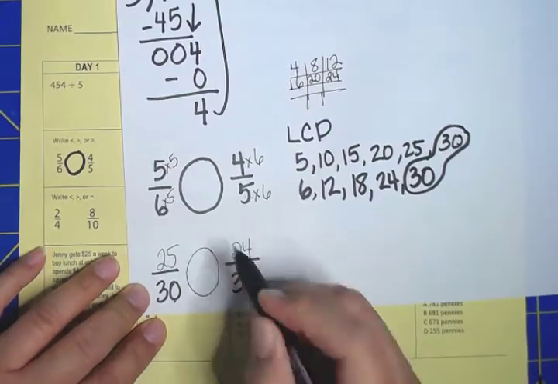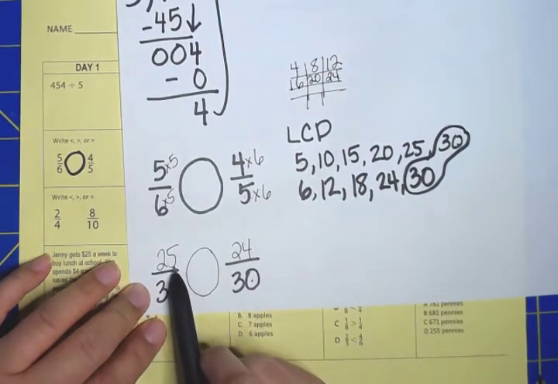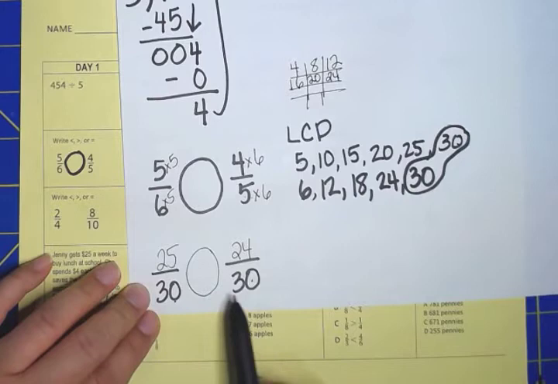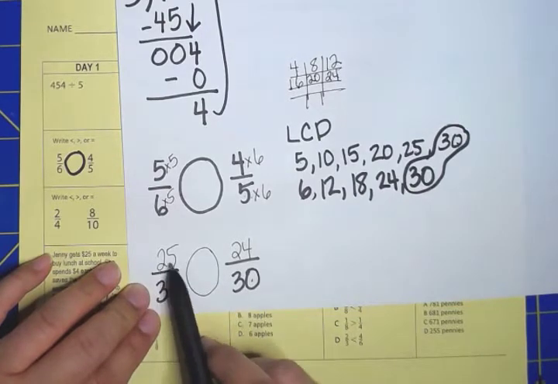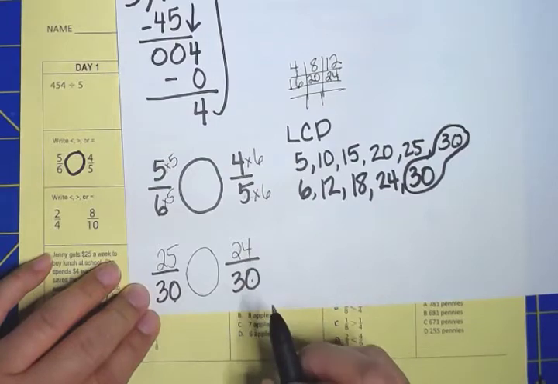Now that you have your denominators that are the same, now you can compare the numerators, 25 and 24. Which one is greater?